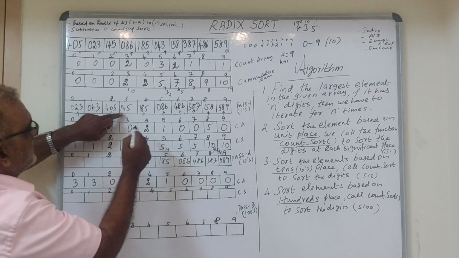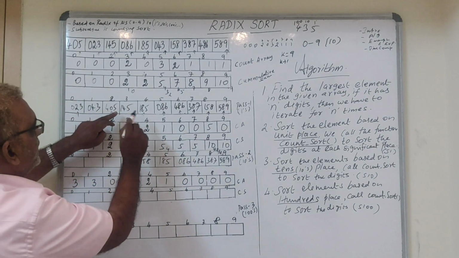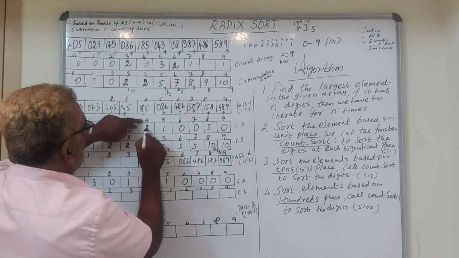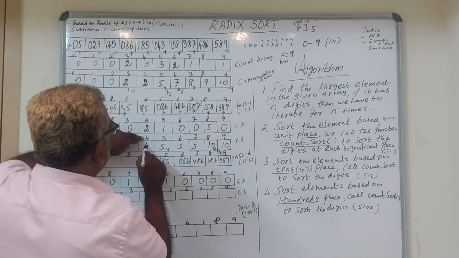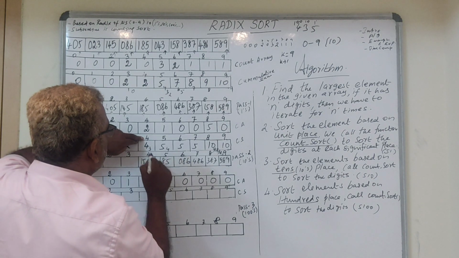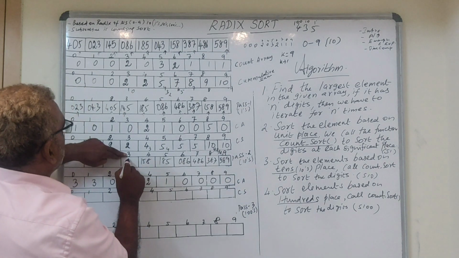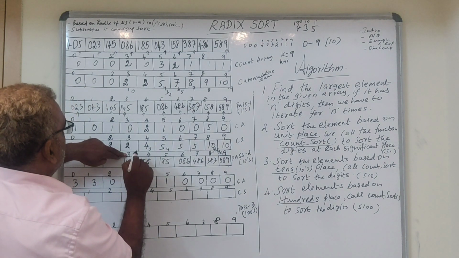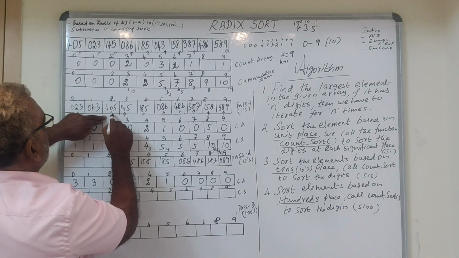So similarly, is it clear? Okay. Similarly, the next digit is 4. So go to location 4. We have the value 4. Reduce the value by 1, that is 3. Go to location 3, store the value 145.